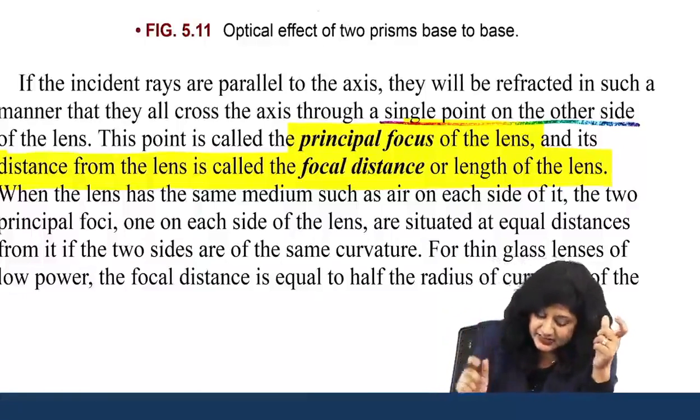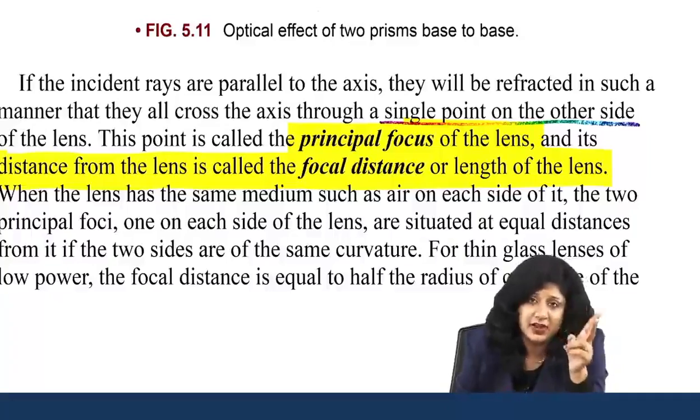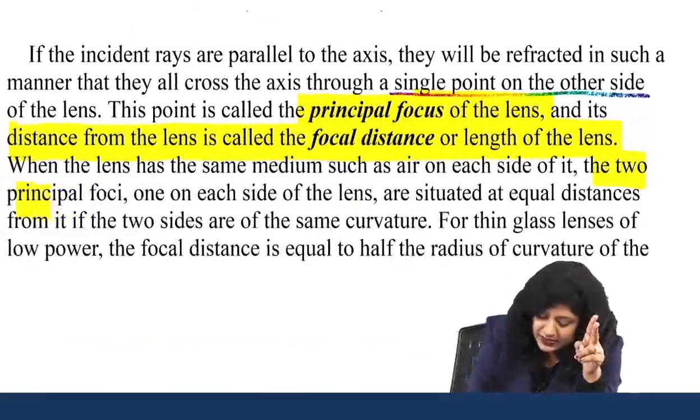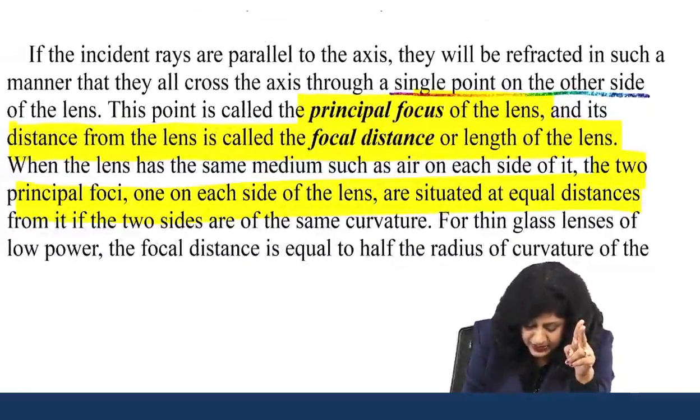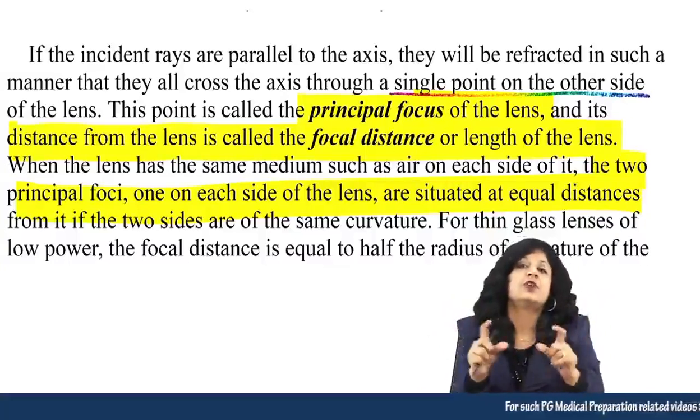Okay, when the lens has the same medium, such as air, on each side. Now, if I have a lens and on both sides I have air, that is the same medium, the two principal foci, one on each side of the lens, will be situated at equal distances. But if I do not have the same media, then obviously the principal focus distance will change.